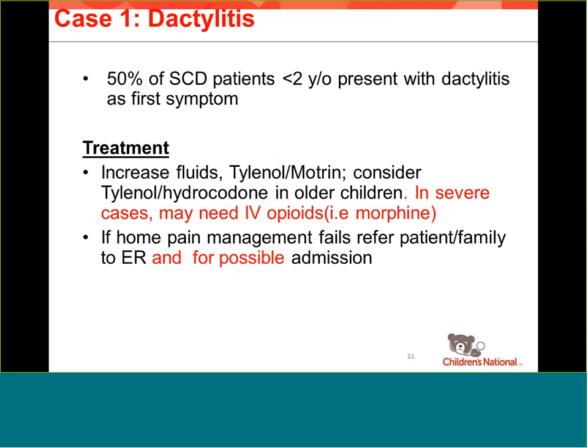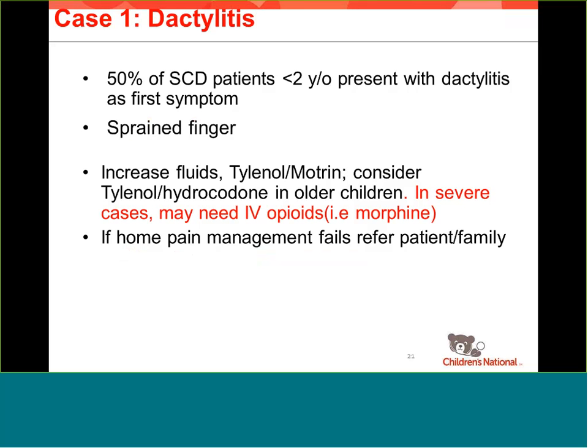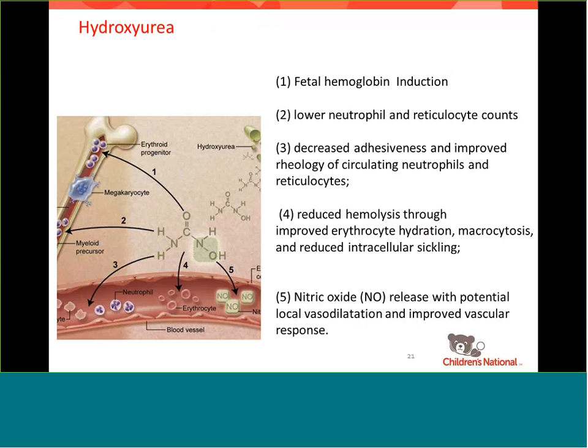50% of patients less than 2 years of age present with this as the first symptom. Tylenol, Motrin. Sometimes you have to use narcotics in very, very few cases. Tylenol with hydrocodone, oxycodone, any of these opioids are usually rarely needed, but in severe cases may need IV morphine and inpatient care. So if home management fails, the family and patient need to come to the ER and possibly get admitted. Sometimes the differential in this kid would be fracture, infection, sprained finger. But the most important thing is recognizing it.